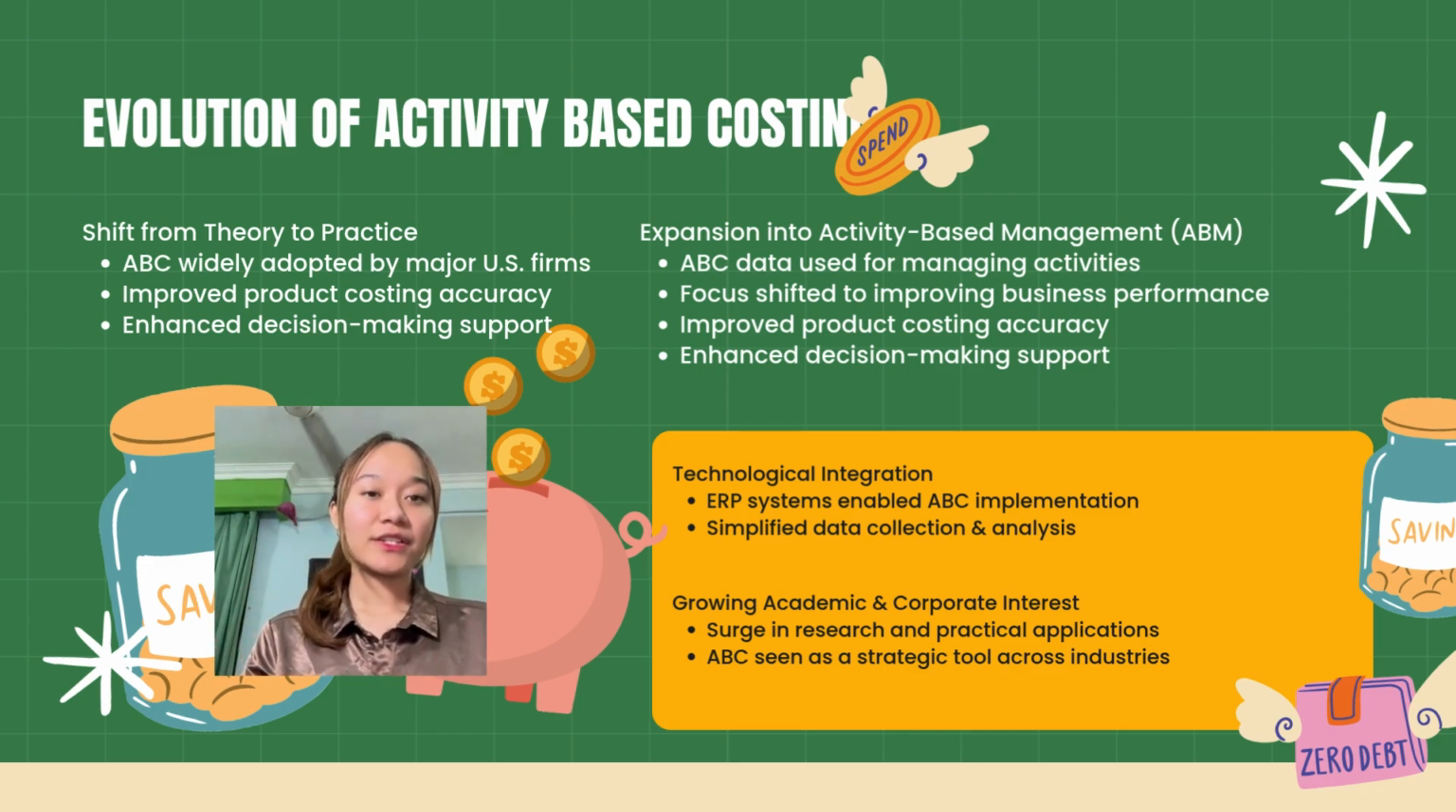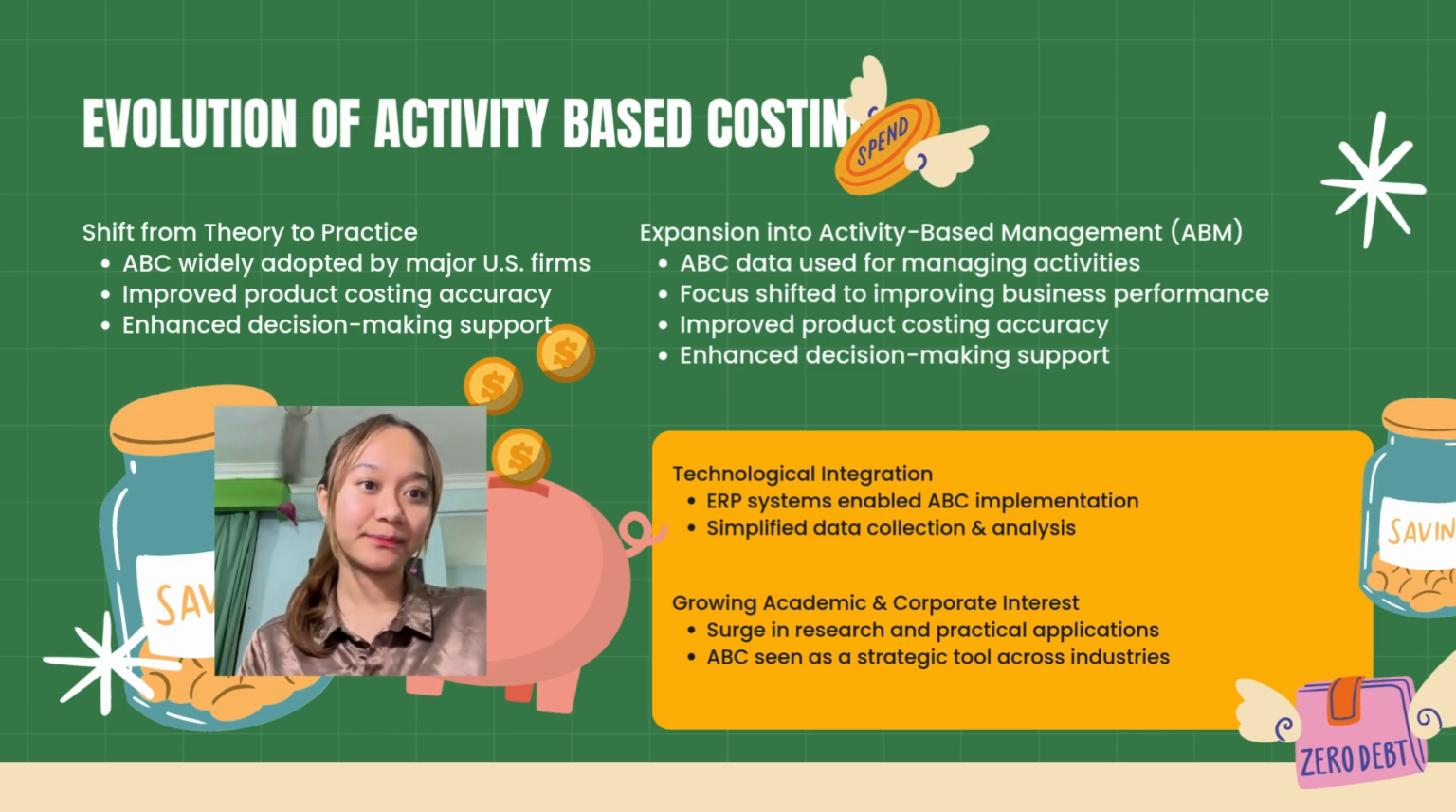In the early years, activity-based costing was largely a conceptual framework developed as an alternative to traditional costing methods. But by the 1990s, major firms, especially in the United States, began adopting it in practice. Why? Because companies started recognizing that ABC could provide a much more accurate view of product costs.